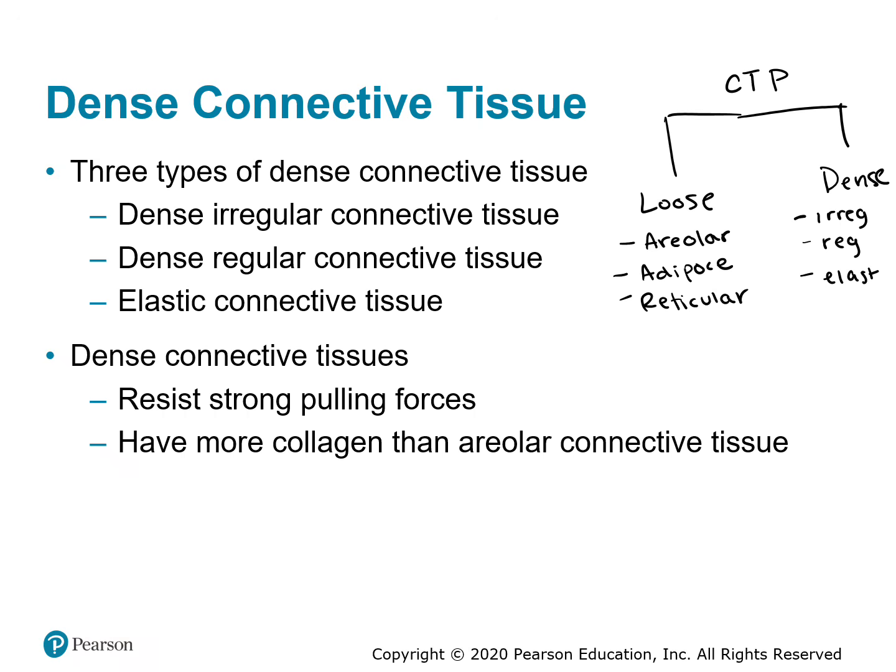Dense connective tissue will resist more pulling forces, so they will have a lot more collagen. They have the ability to resist that tension force, right? And because of that, I see a lot of collagen fibers in this sample. What kind of cell am I going to find in this sample? Fibroblasts. You see a fiber, you think fibroblasts. Collagen is a fiber. You see a fiber, you think fibroblast.